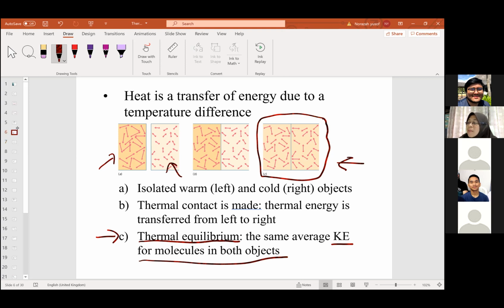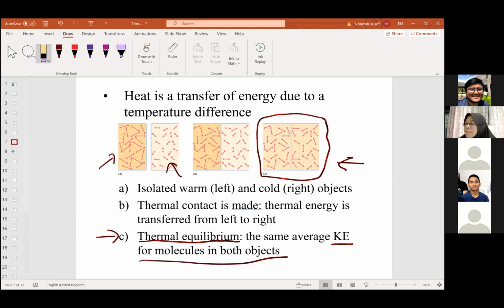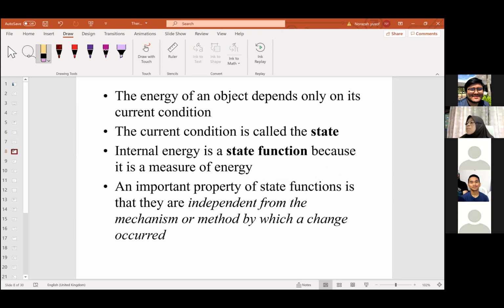So if you look back at the plot just now, you can see this is the relation: what happens to the kinetic energy and the amount of molecules that have that kinetic energy at different temperatures. Okay, the energy of an object depends only on its current condition. This is just to explain to you the meaning of state function. The meaning of state function is that it doesn't depend on the pathway.